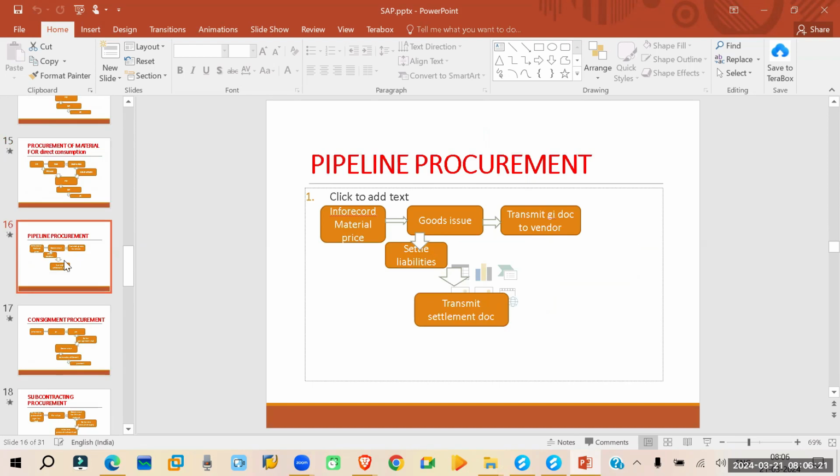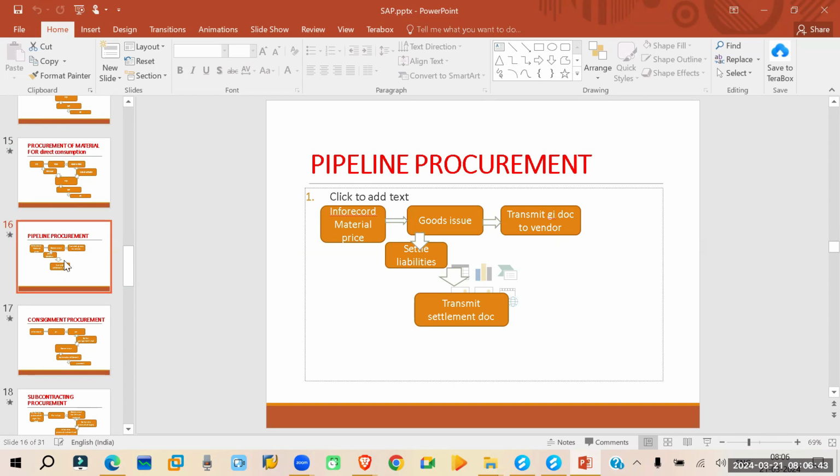So the next process is pipeline procurement. What is pipeline procurement? Let's say whenever you require some material, oil, gas, or any kind of material that is flowing from the supplier's area to our plant or to our premises.